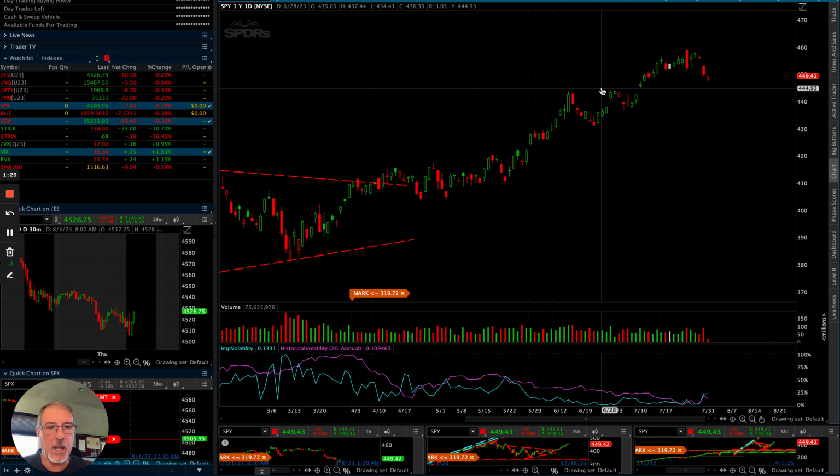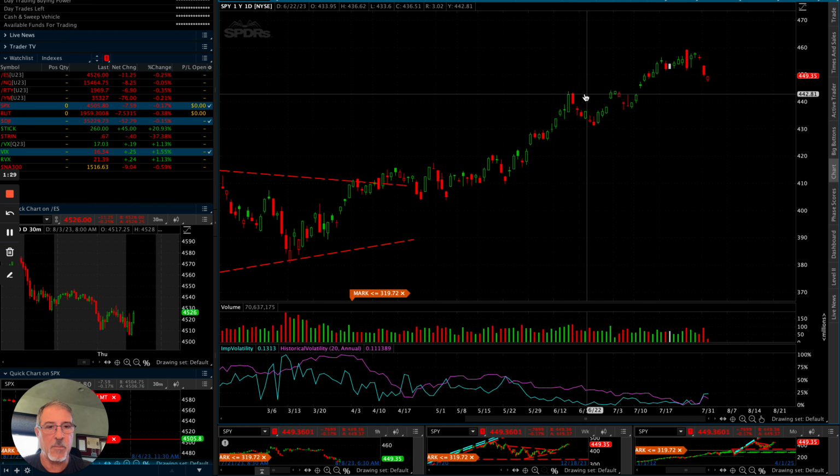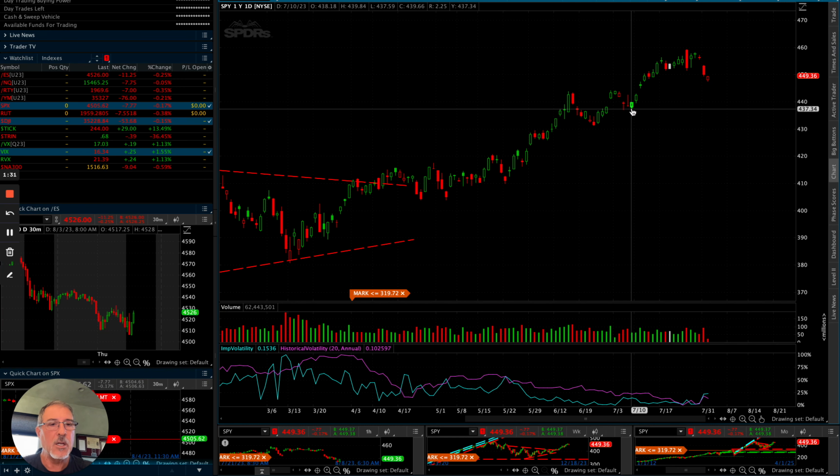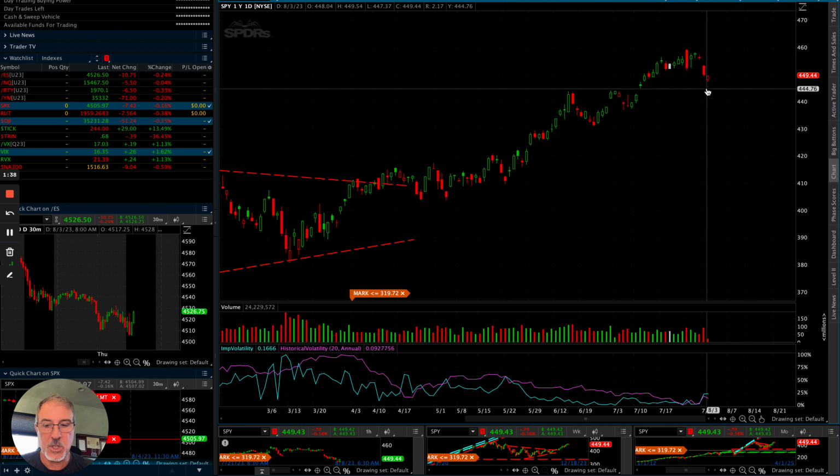It should be a support area, because what used to be resistance, we came up, we sold off, we came back up to almost that exact same spot, sold off. Now we're rolling back down to that spot. Usually those areas will become support.